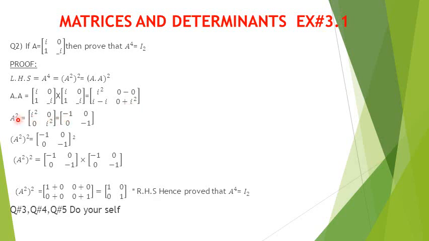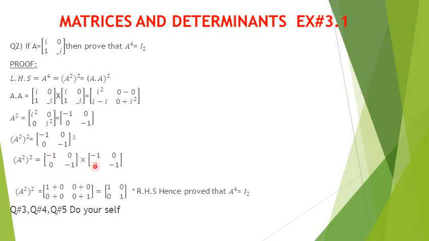Now the answer of A square is like this: iota square, 0 minus 0 is 0, and again iota minus iota is 0, and this is iota square. So you can see that A square is minus 1, because the value of iota square is minus 1. Now again A square the whole square, because I want A raised to the power 4. So again I have to multiply this by this. Minus 1 multiplied by minus 1, minus times minus is plus, 1 1s are 1.